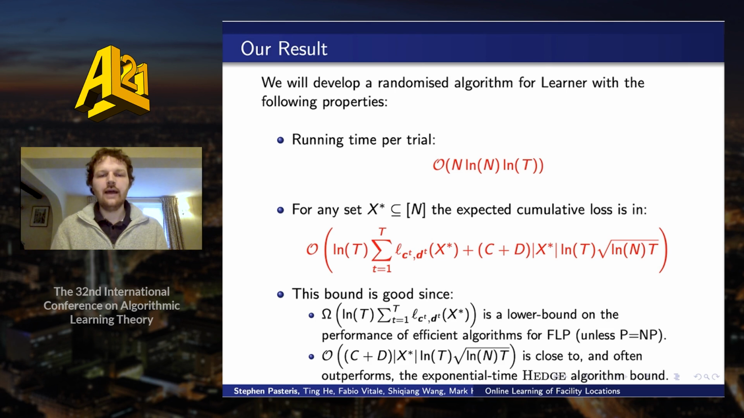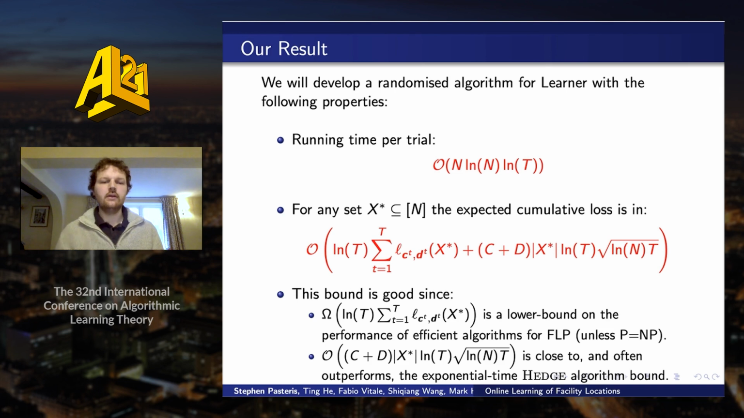So we're going to develop a randomized algorithm for learner, which has the following properties. The running time per trial is almost linear. It has an extra factor log n and an extra factor log T. And for any set X star of sites, the expected cumulative loss is given in the equation in red.